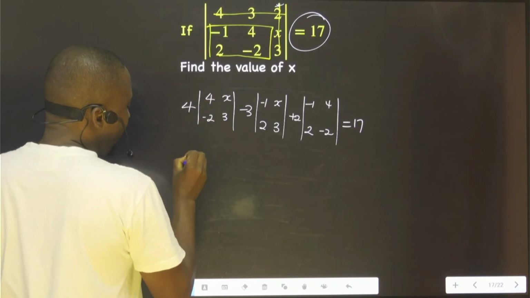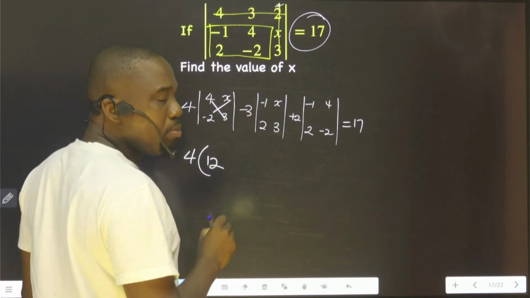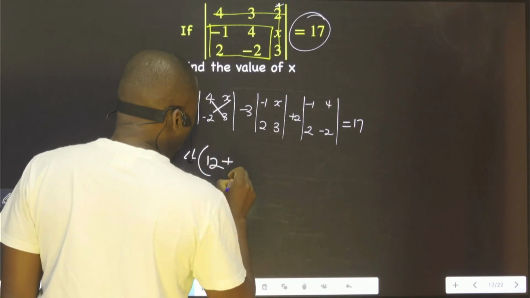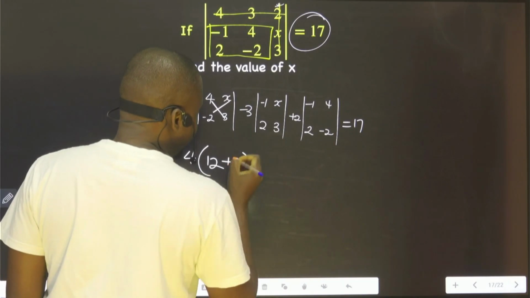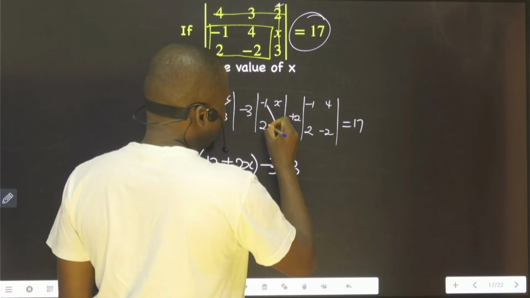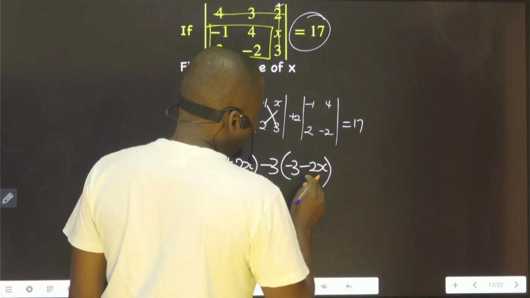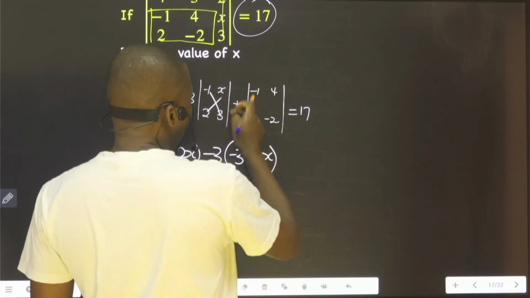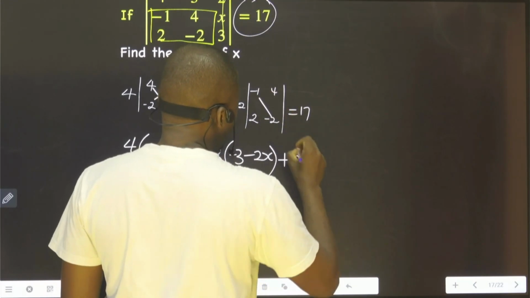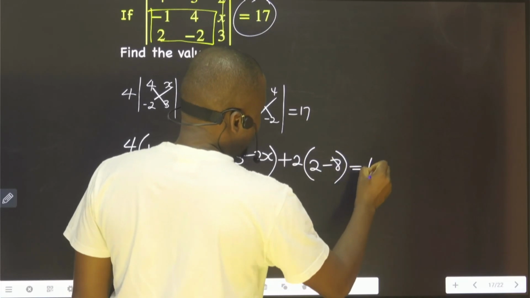So, this is 4. This will produce 12. This will produce minus 2x. Remember, there is minus there already, becomes plus 2x. Then we put minus 3. This is minus 3. This is minus 2x. Then we work on this now. That is plus 2. This is 2. This is minus 8. Equals to 17.